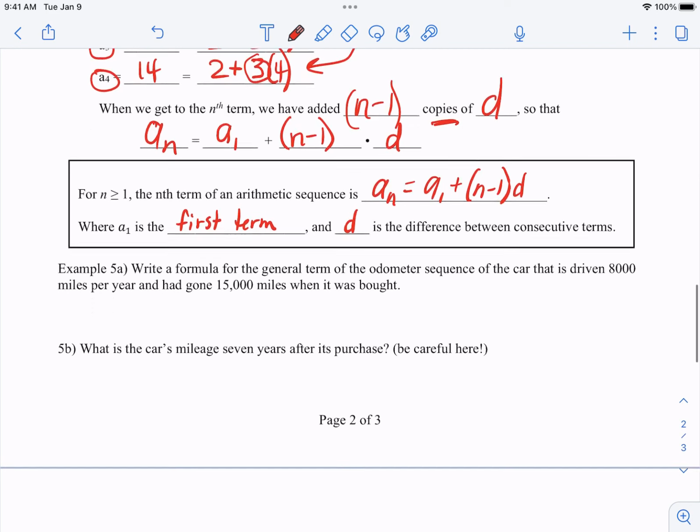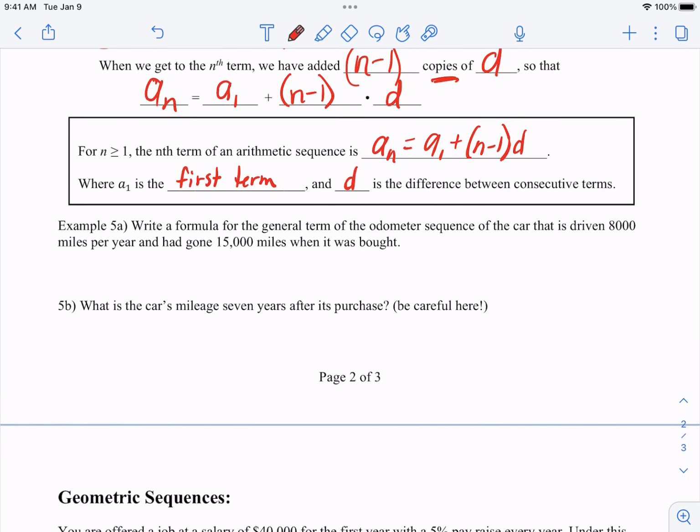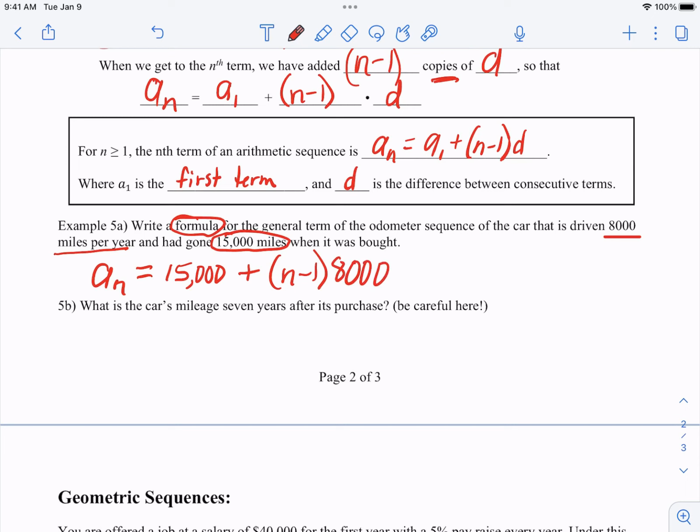So for an example, if we wanted to use this formula, what if we bought a car that had 15,000 miles on it when we purchased it, and let's presume that we drive it 8,000 miles per year. That could form an arithmetic sequence. And so if we write the formula for this thing according to the rule that we discovered, the nth term is always going to be the first term, which was 15,000 miles, plus n-1 times the amount of miles we put on it every year, the difference, which would be 8,000 miles. So that would be our formula for this problem.